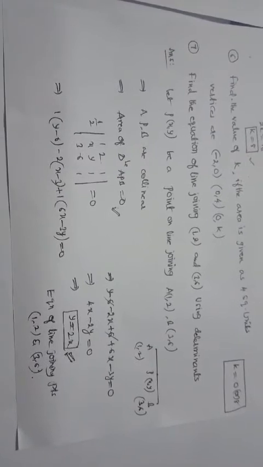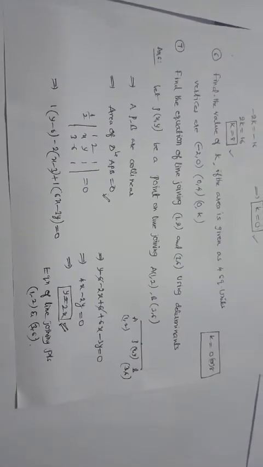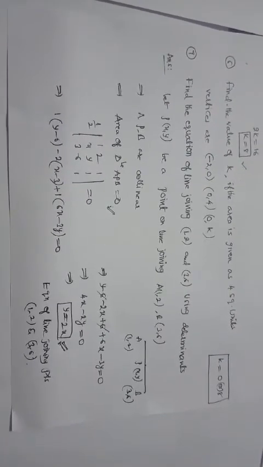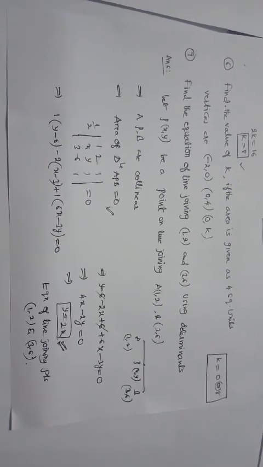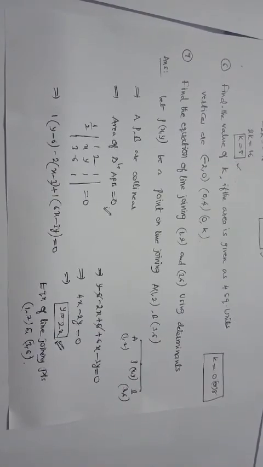So what are the remaining questions? Complete the remaining questions. Either we need to find the area of the triangle, or we need to find the equation of the line joining the 2 points.